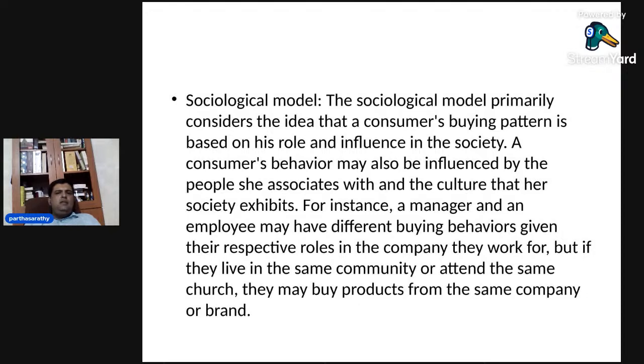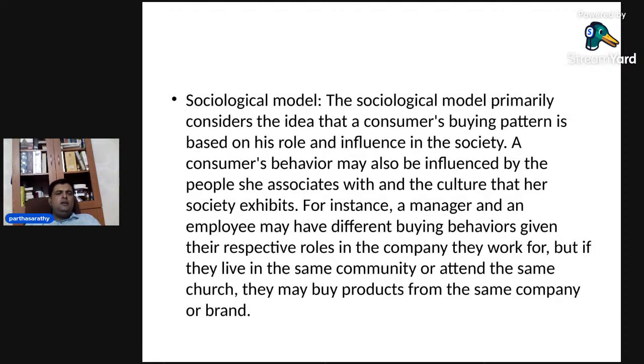For instance, a manager and an employee may have different buying behavior given their respective roles in the company they work for. But if they live in the same community or attend the same church, they may buy products from the same company or brand. See, this cultural influence has a tremendous impact on people's minds. So this cultural angle also needs to be studied.